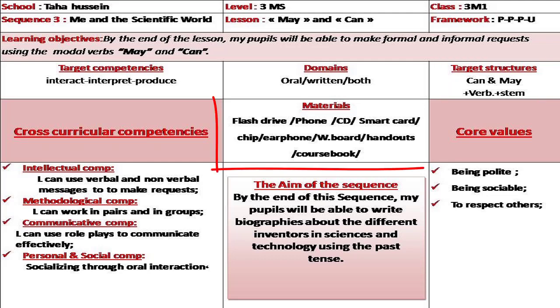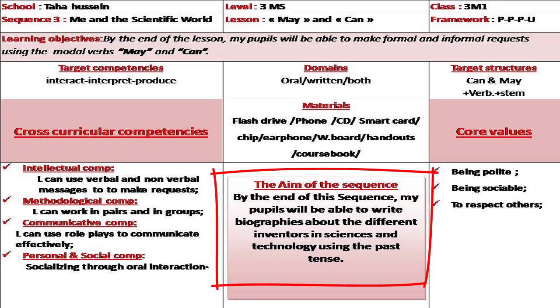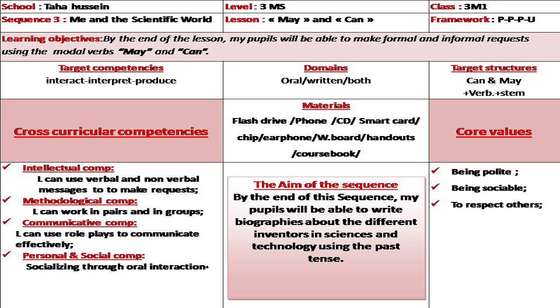The materials, so I mentioned all the materials I used during 1 hour. So flash drive, phone, CD, smart card, chip, earphone, whiteboard, handouts, and course book, and table, and everything I used. So here, instead of mentioning the initial situation like I did last time, here I prefer to mention the aim of the sequence, which is exhaustive. So this is the first part of my lesson plan where I have to mention all these details.